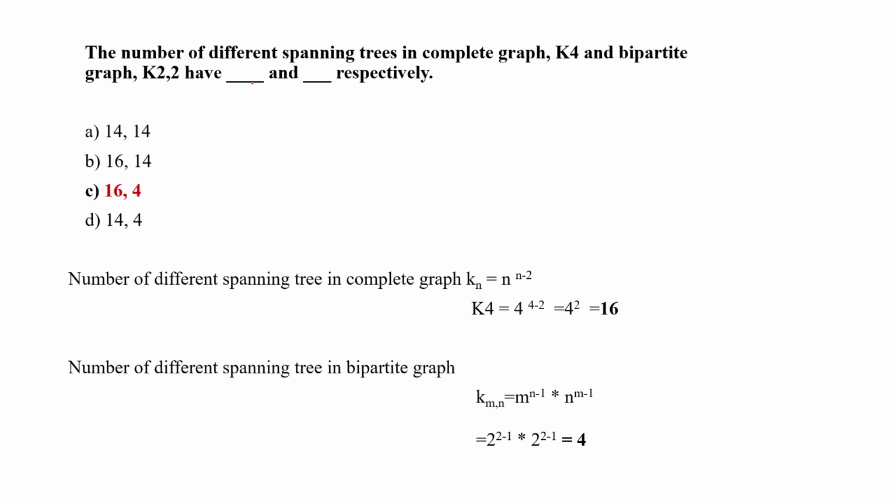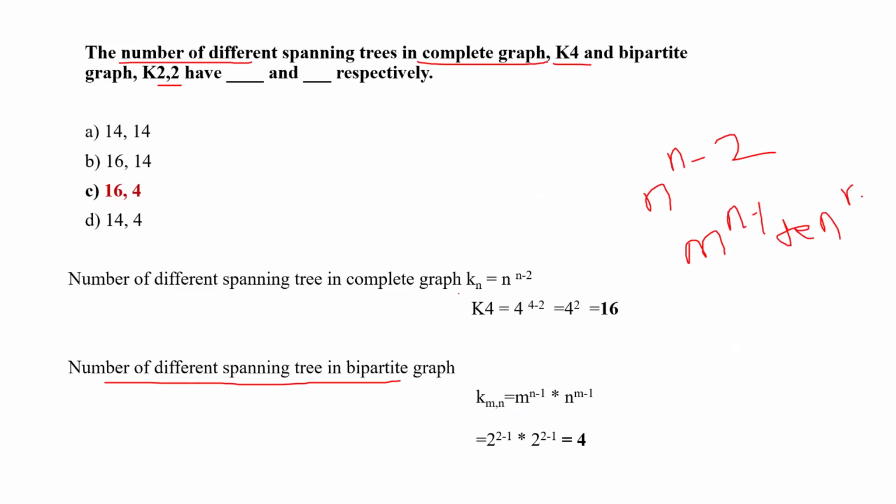Okay, this is very simple actually. K22 means this is a base value. K22 means you can take it as a bipartite graph. This is K4, which means complete graph. So first, complete graph, what is the formula? To find the number of different spanning trees, Kn equals n power n minus 2. The n power n minus 2 is the formula. And for the number of different spanning trees in a bipartite graph, it is m power n minus 1 into n power m minus 1. This is the formula. We are just applying it, that's all. We got 16 comma 4.